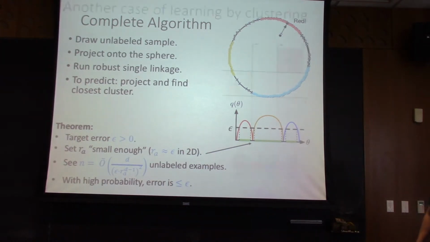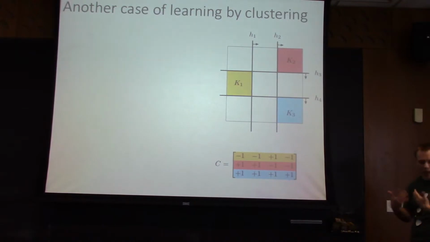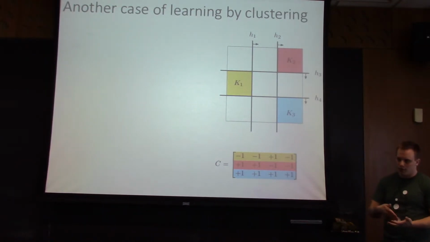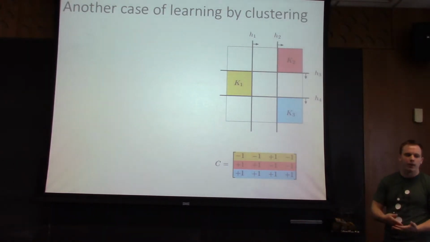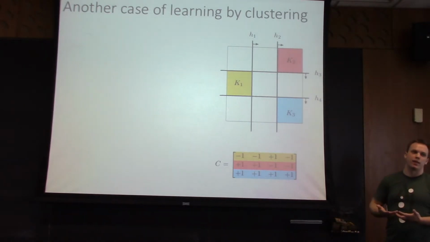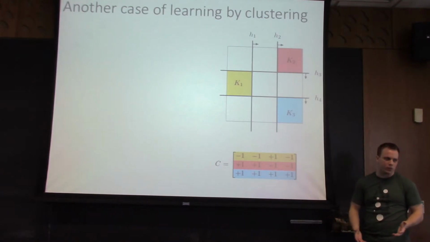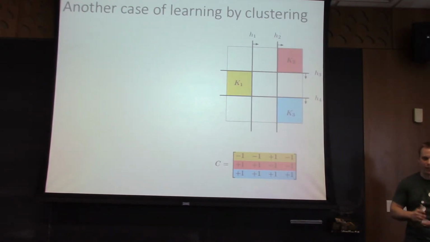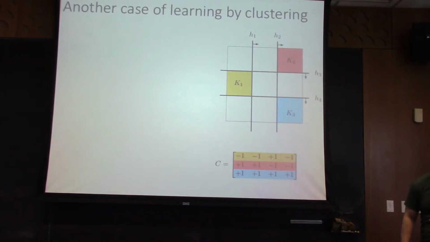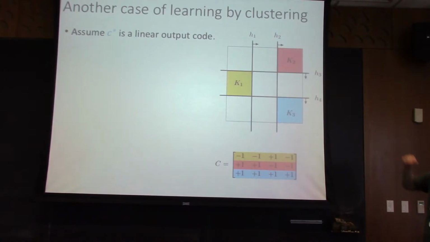So there's another case where the existence of a good linear output code classifier allows us to learn by clustering. And I'm not going to spend too much time on this because I don't want to give you the impression that all of our algorithms are just clustering the data, because that's not the whole picture. So in this case, I'm going to give you a 2-slide version, so I apologize, this can be a bit quick. But we're going to assume that the target function is a linear output code classifier again.